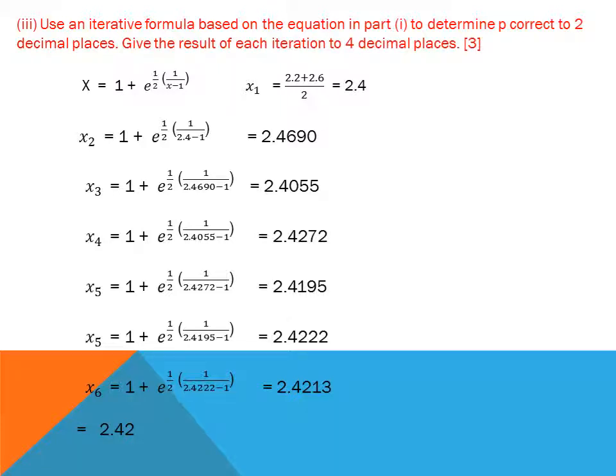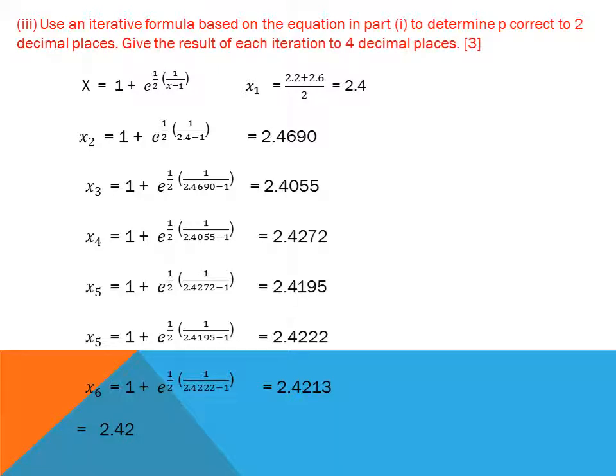Use an iterative formula based on the equation in part 1 to determine p correct to 2 decimal places. Find the value of p correct to 2 decimal places. It means the final answer should be 2 decimal places, giving each iteration to 4. We take each iteration to 4 decimal places. If you ignore the 4 decimal places, the answer will be wrong.